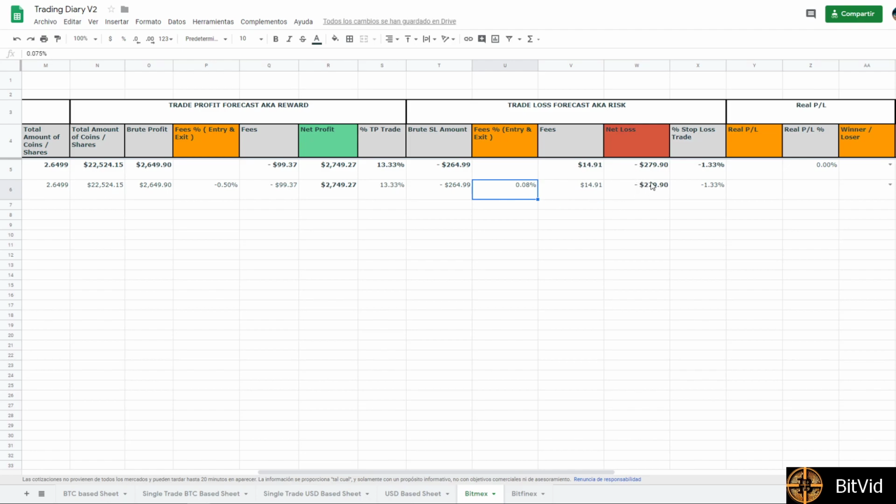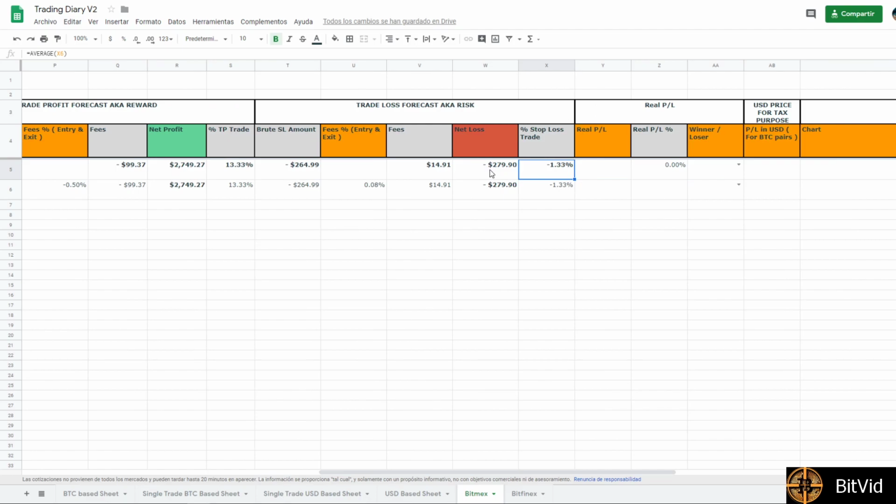Okay, this is a fee. In that case, that would be the net loss. This is the gross loss and the net loss. Okay, it means that we have to put the stop loss at minus 1.33. Okay, this is all automatically calculated.